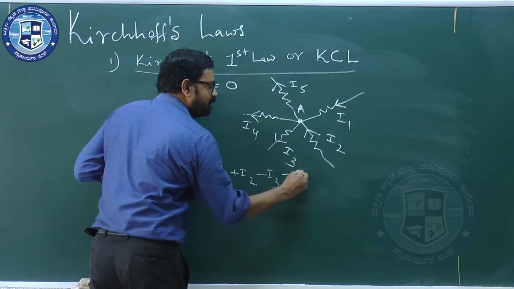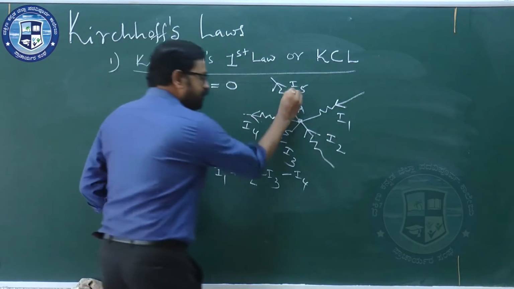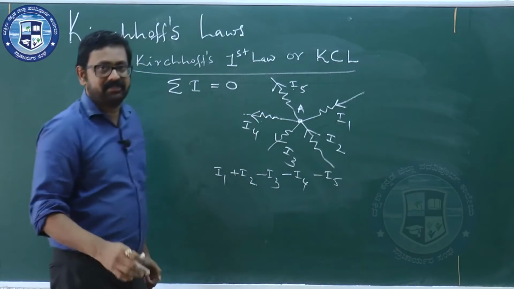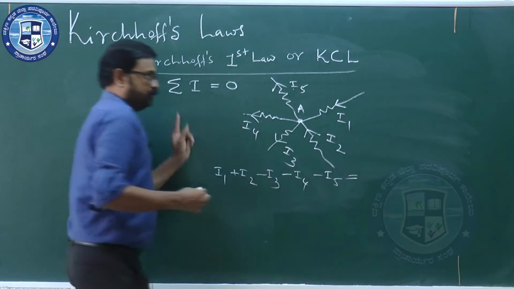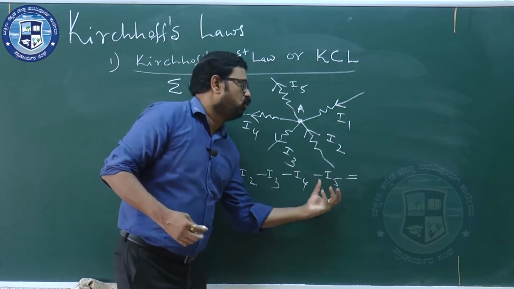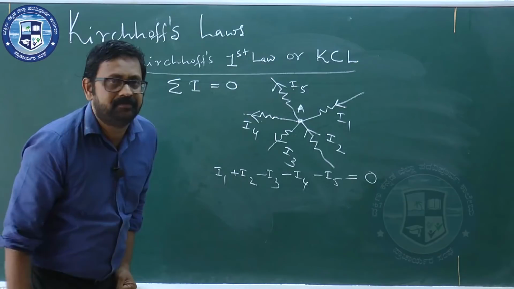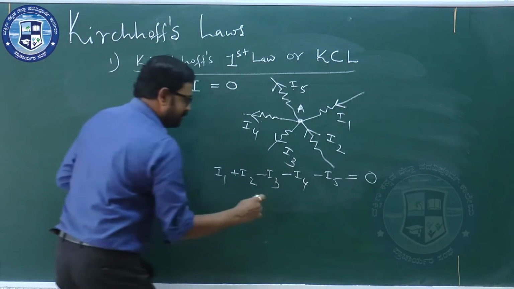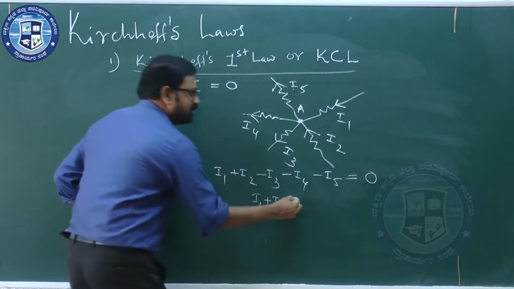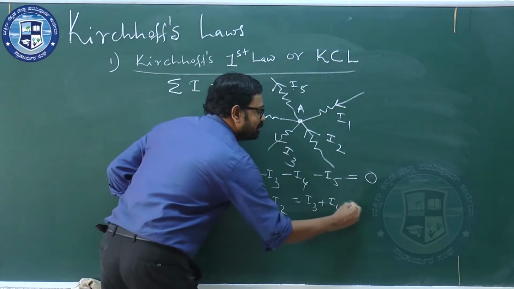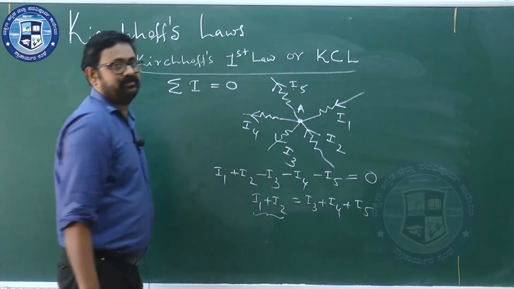Next one, I4, plus I4 or minus I4? Minus I4, because current is leaving the node. I5, minus I5, because current is leaving the node. I hope you understood. That should be equal to, algebraic sum of the current at a node is equal to what? 0. This is how you have to apply Kirchhoff's first law. By rearranging, I can rewrite the above equation as I1 plus I2 is equal to I3 plus I4 plus I5.